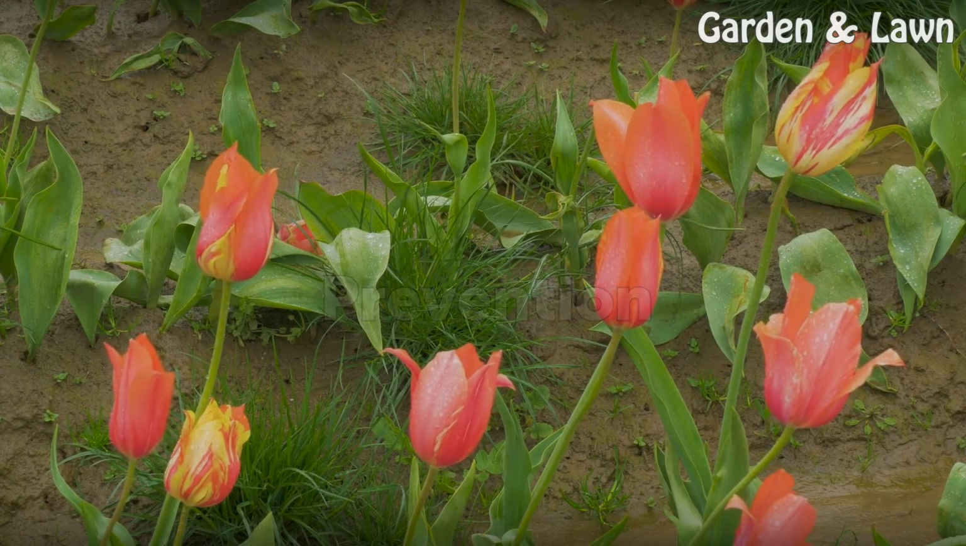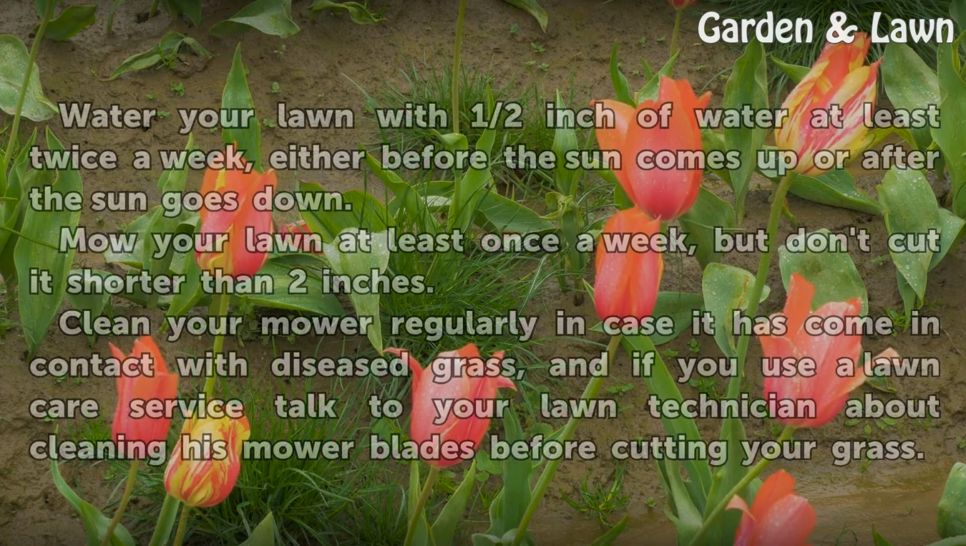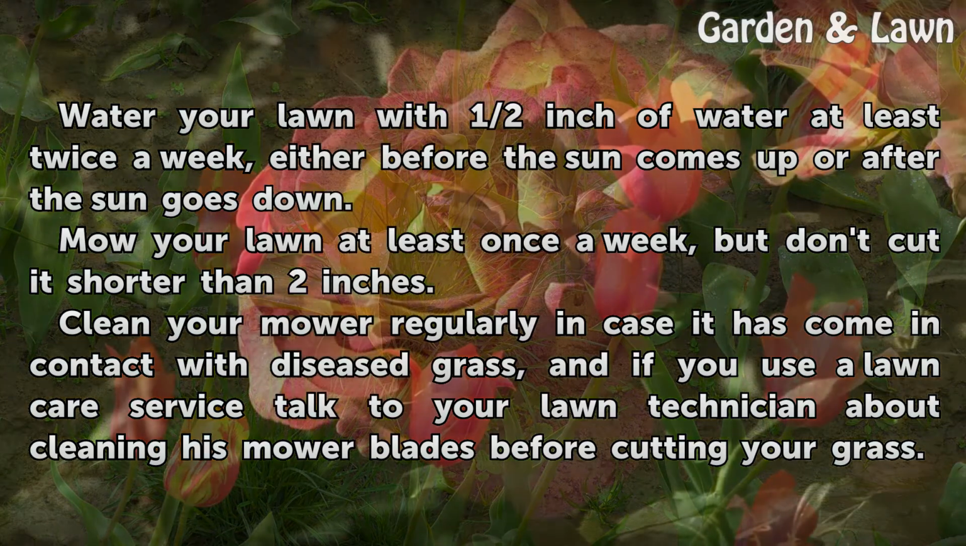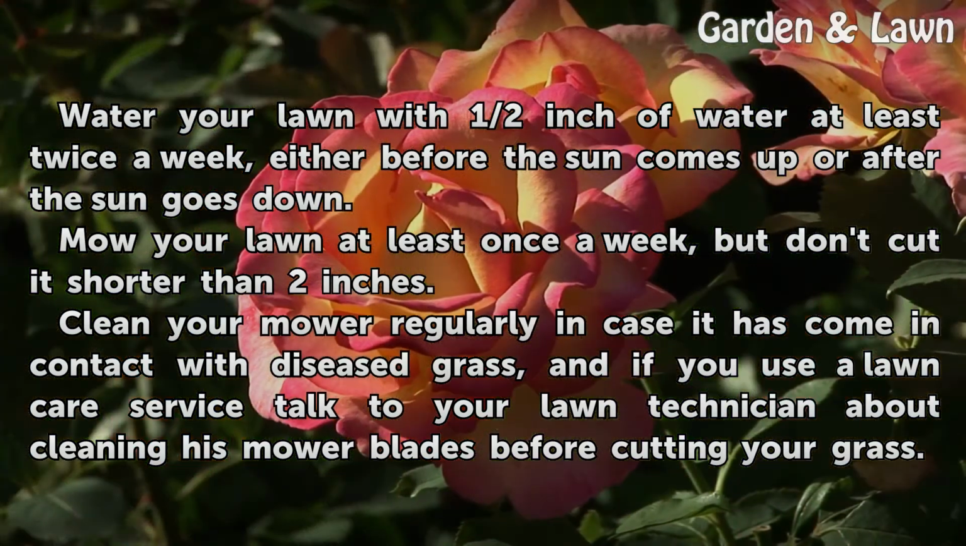Prevention: Water your lawn with ½ inch of water at least twice a week, either before the sun comes up or after the sun goes down. Mow your lawn at least once a week, but don't cut it shorter than 2 inches.